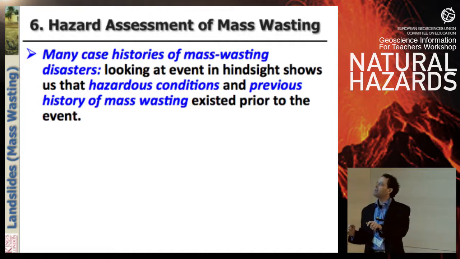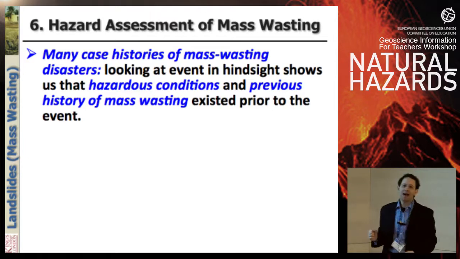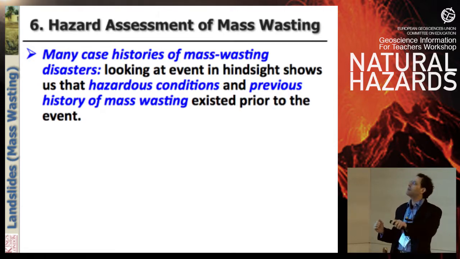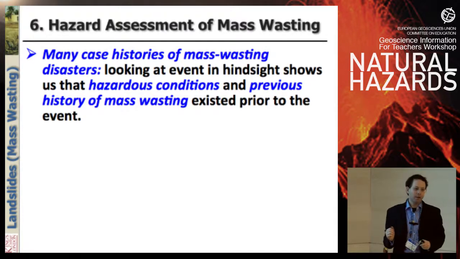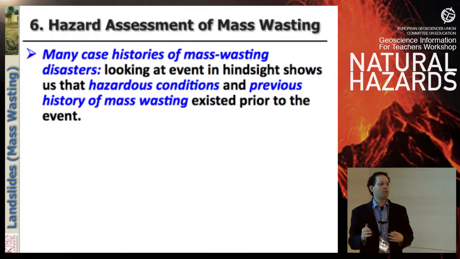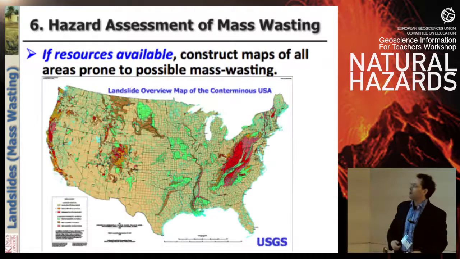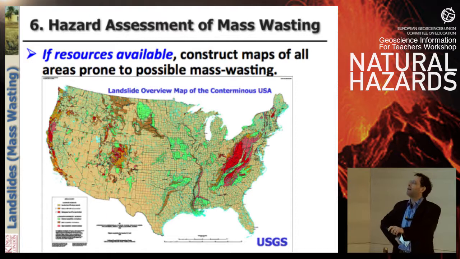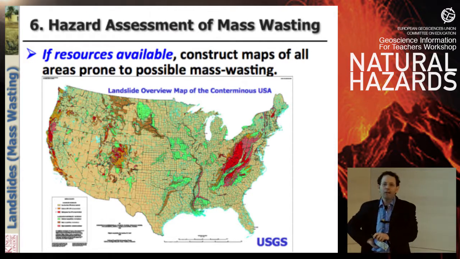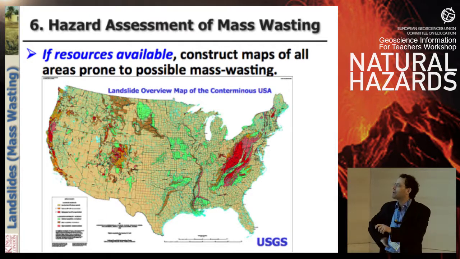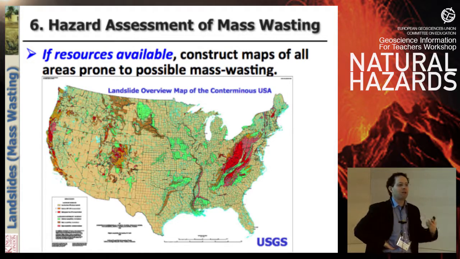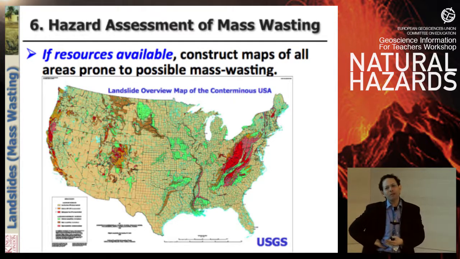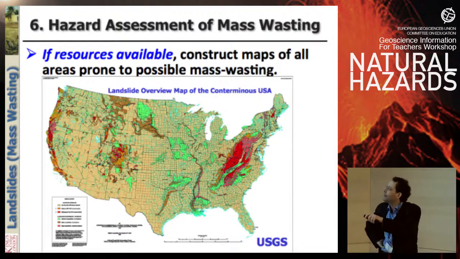Now, there are many case histories of mass wasting disasters in the past. I've mentioned this a few times. Looking at the events in hindsight shows us that hazardous conditions and previous history existed prior to the event. So we knew that there could be an issue. So we can make maps. This is a landslide overview map of the conterminous USA. Great, we have high hazard and medium hazard and low hazard indicated here. But is it useful? Well, this is not very local.